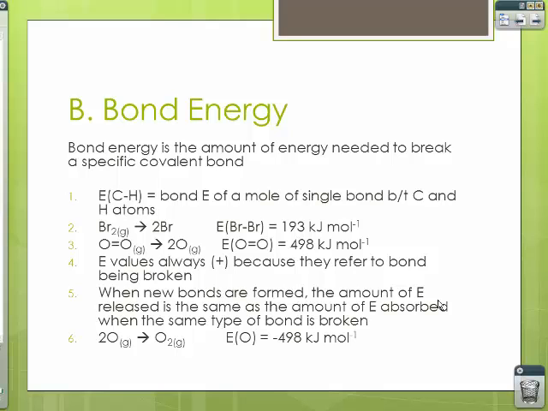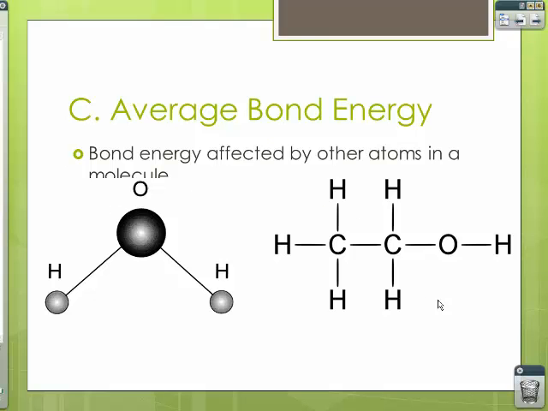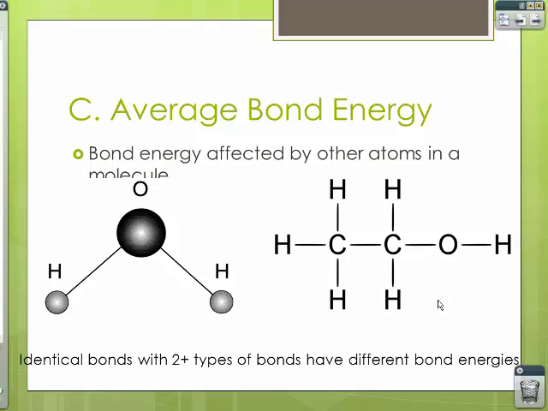So if you were to form oxygen, it would be negative 498 kilojoules because it's exothermic. And bond energies are affected by different molecules. So an OH bond could be different between the first and the second of different molecules, and even between the first and second types of bonds. And that's why it's called an average bond energy. It's not specific to one particular compound, it's the average.